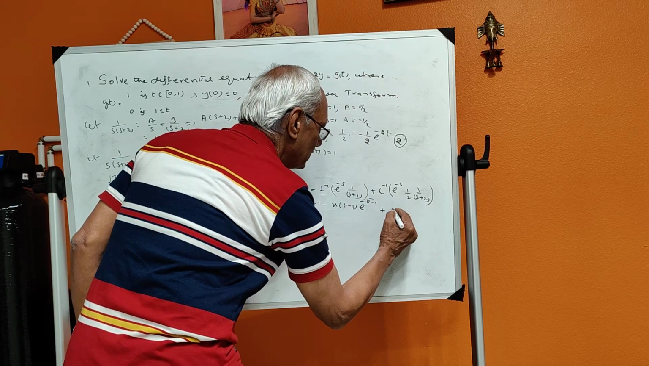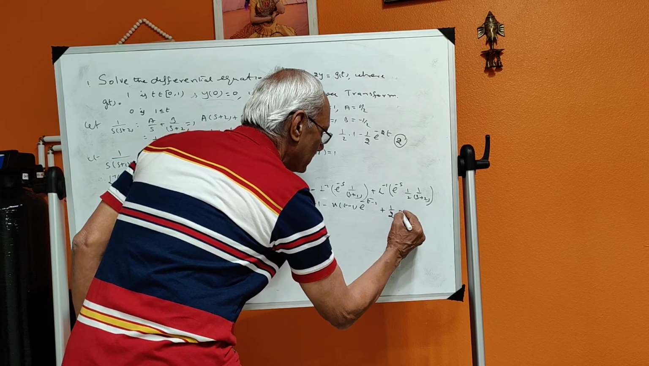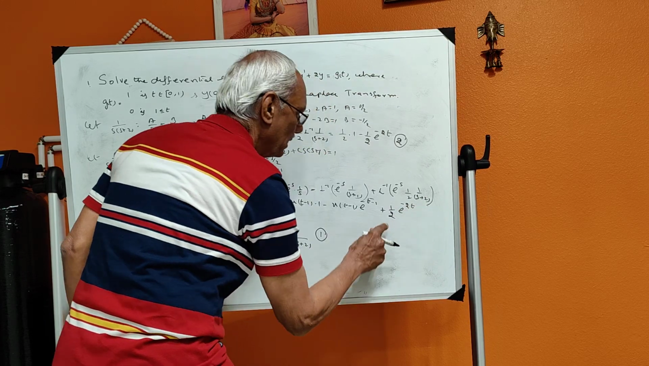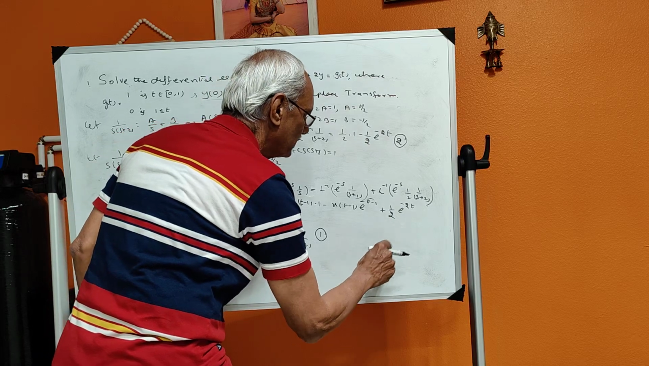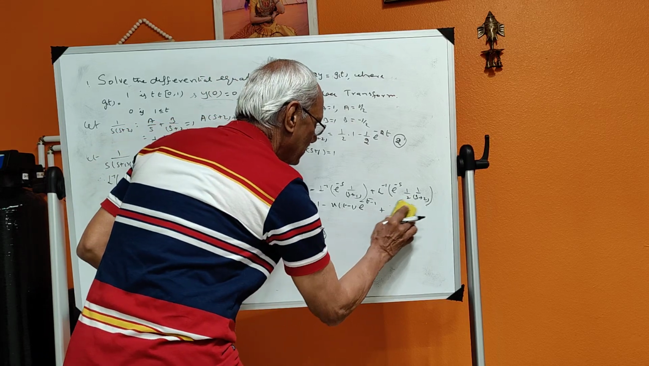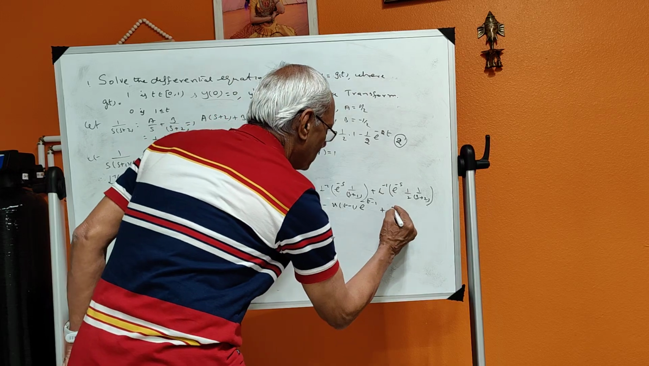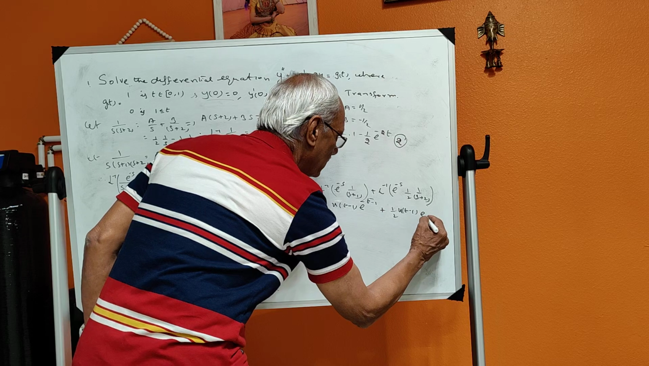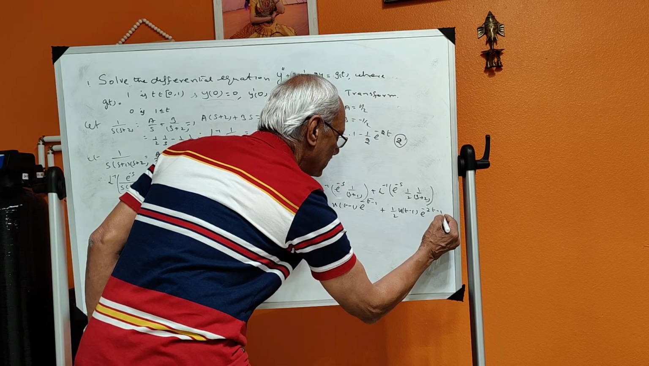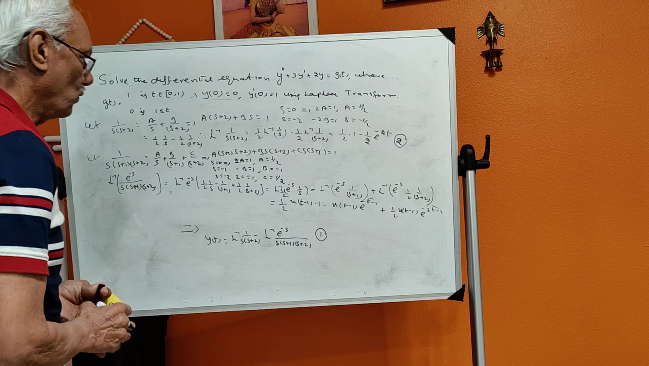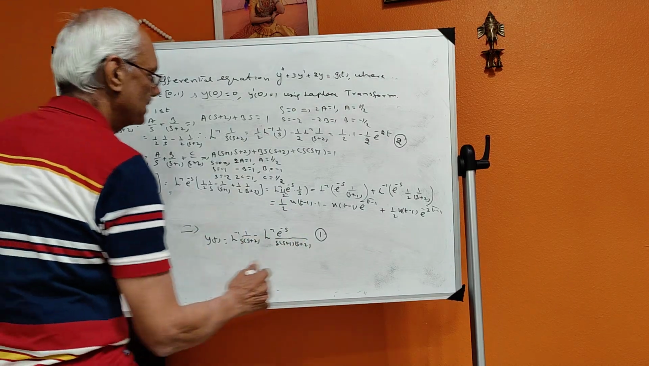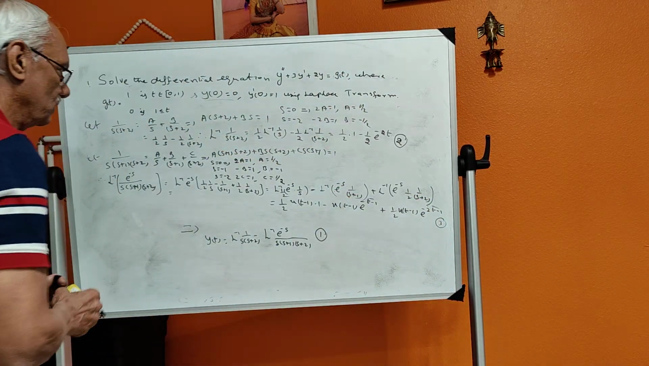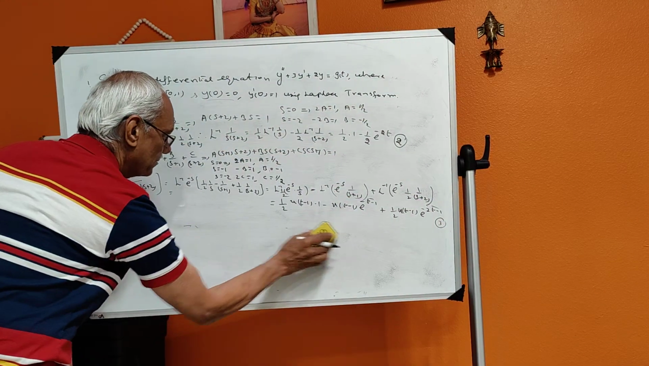Plus this is half into e to the power of minus 2 into t, but the step function is coming. So this is half into u of t minus 1 into e to the power of minus t minus 1. Therefore, I have found this; call this as your 3.